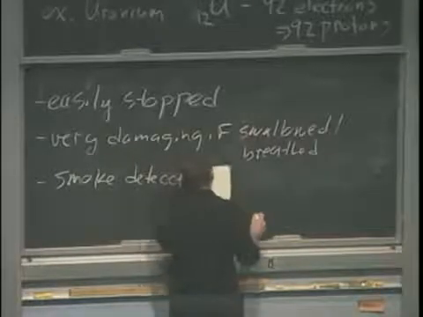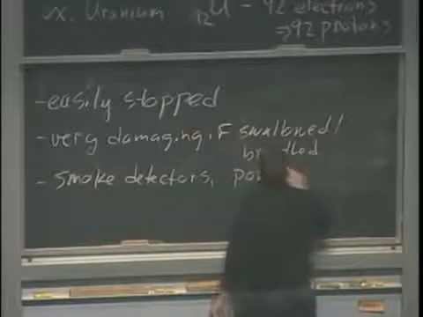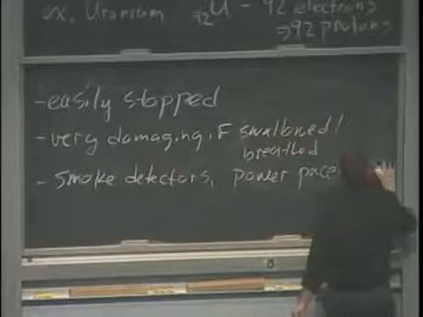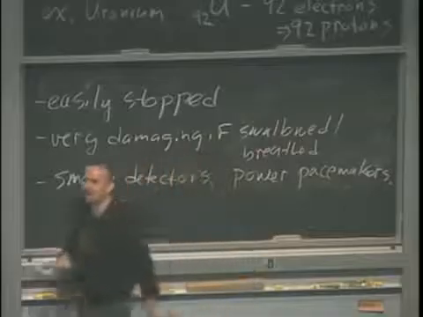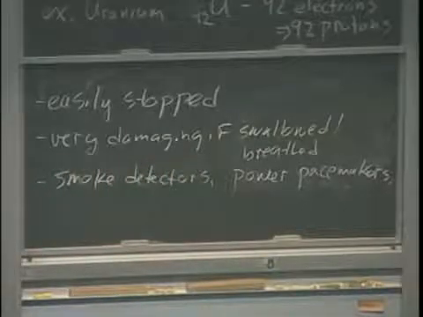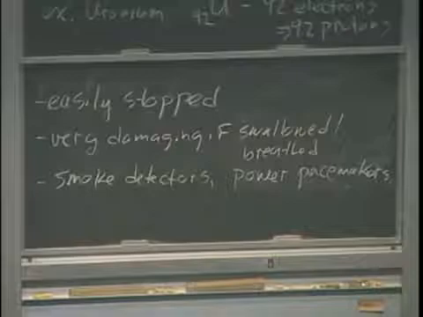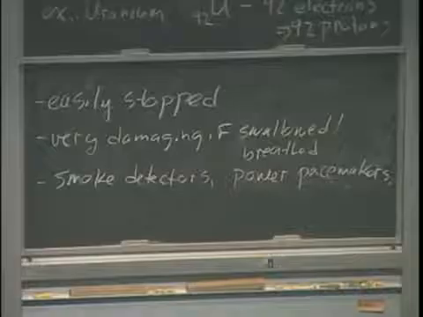There are alpha emitters in most smoke detectors. And they're commonly used to power the batteries in pacemakers. You don't want to implant a pacemaker in somebody that you need to change the batteries every day or so. So they fill them with little alpha emitters that decay with very long half-lives. And the energy from those alpha emitters actually powers the device.